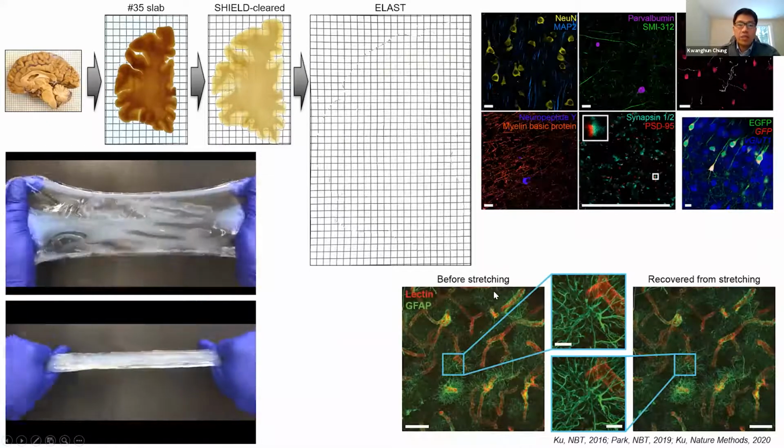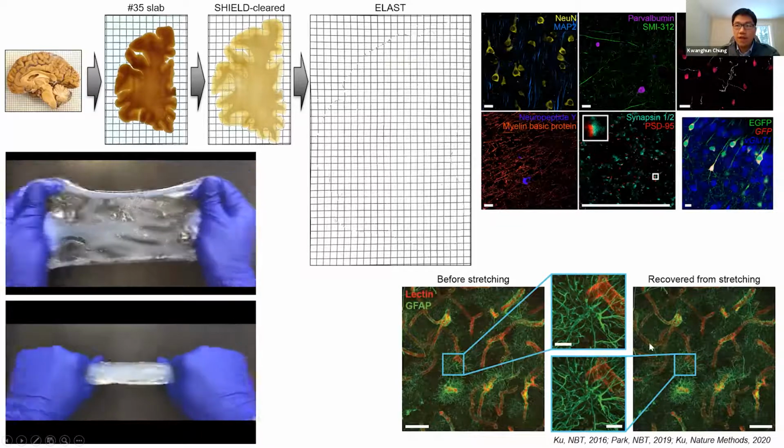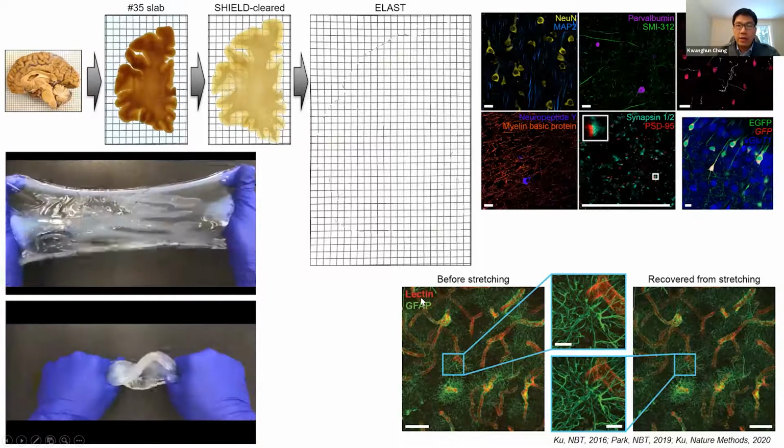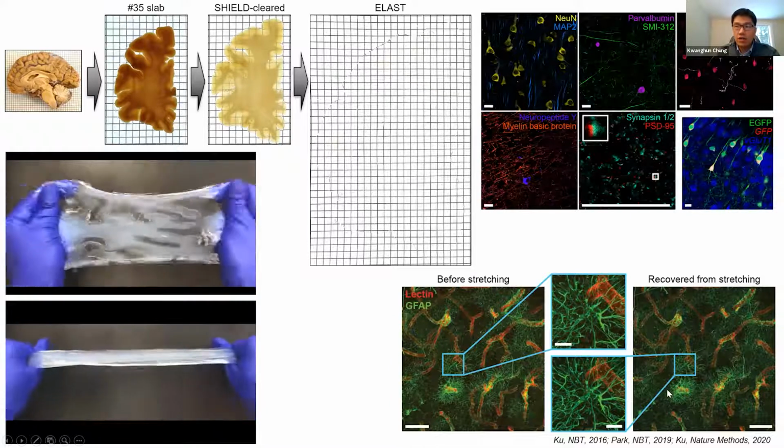And this compression or stretching doesn't damage the tissue. So this is a before image and after image showing GFAP labeled astrocytes and lectin labeled blood vessels. And you can see all these structures are well preserved.